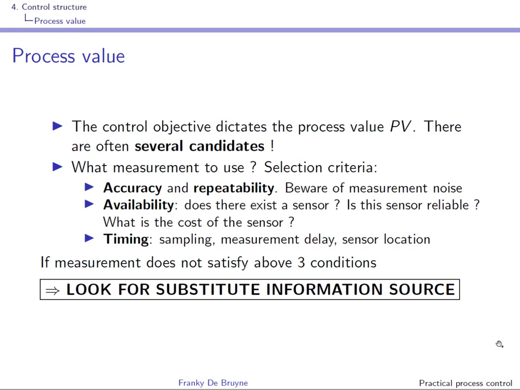If none of the candidate PVs meet the 3 conditions on accuracy, availability and timing, we'll have to look for a substitute information source. So for instance, a soft sensor. A soft sensor is a mathematical model that will allow you to estimate PV on the basis of other measurements available on the process. Students in control engineering will remember that a soft sensor might, for instance, be an observer-based estimate.